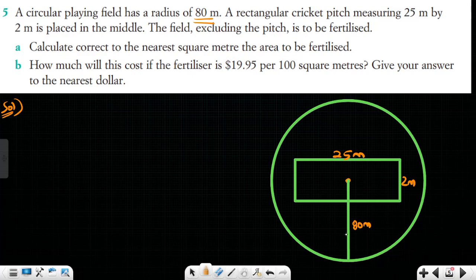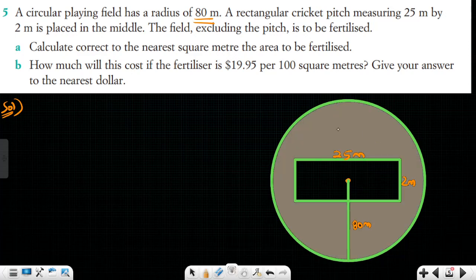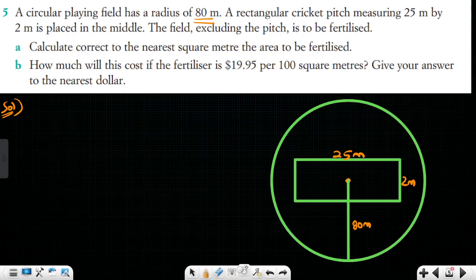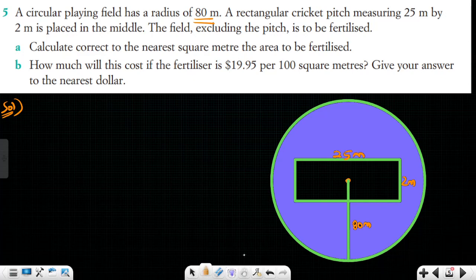The field excluding the pitch is to be fertilized. Fertilized means, let's take the color blue. Okay, I think it's clearly visible. Except the pitch, everything else has to be fertilized. I think everything on the screen is properly visible to you.